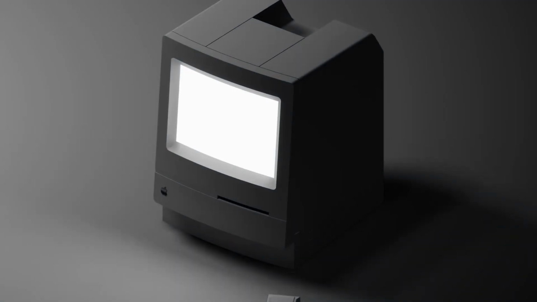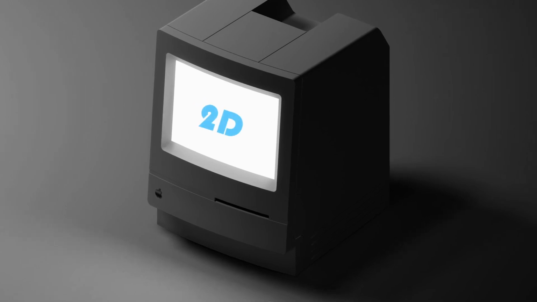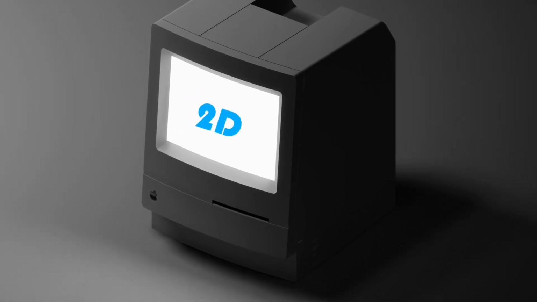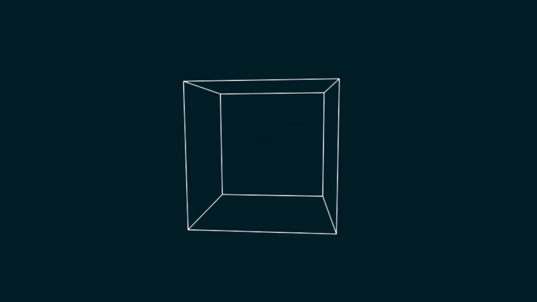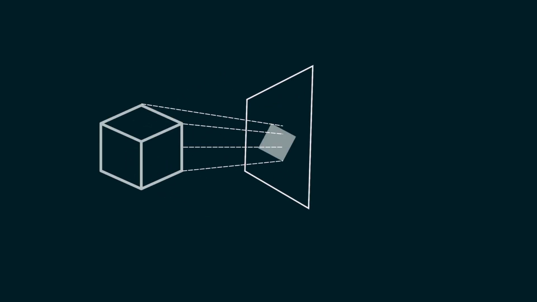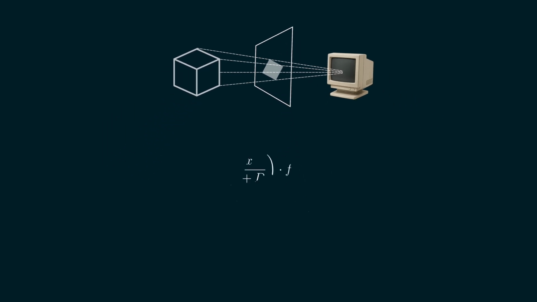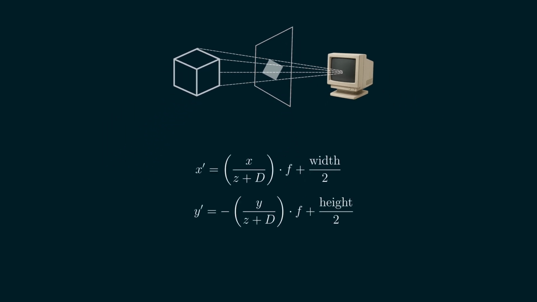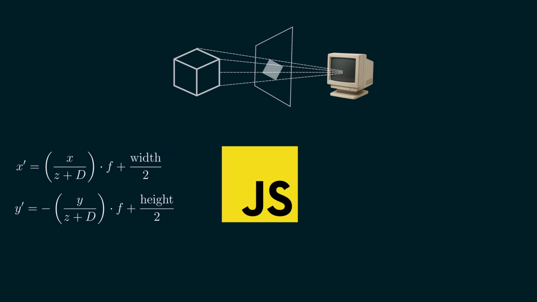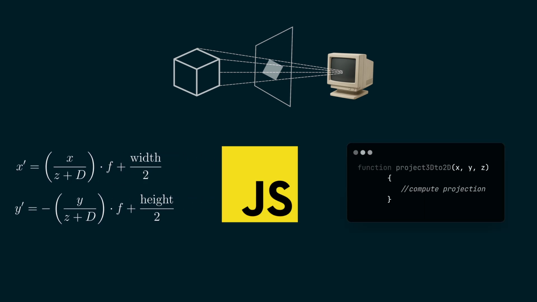However, when we work with computers, the screen itself is 2D. So, to display 3D objects on a 2D surface, we need to flatten that extra dimension. This is where 3D projection comes in. This projection is just a mathematical computation of the new coordinates in 2D space. In JavaScript, we can do this using a function.